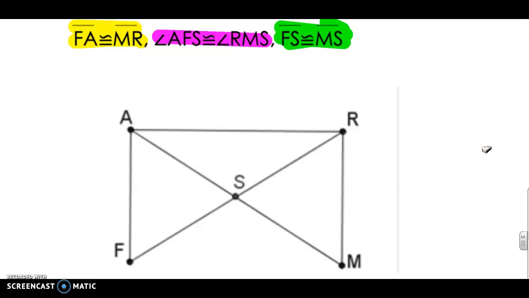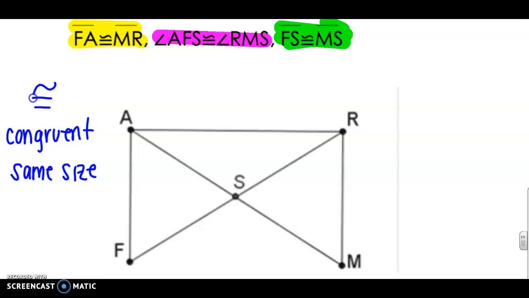So this first part that I've highlighted here in yellow, we read that as line segment FA is congruent to line segment MR. So you might want to make yourself a note. This symbol here means congruent. And if two things are congruent, that means they're the same size and the same shape. So congruent means same size, same shape. So we want to show on our picture that line segment FA and line segment MR are congruent.